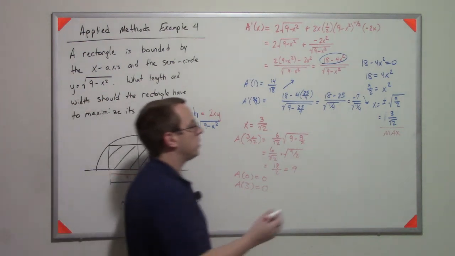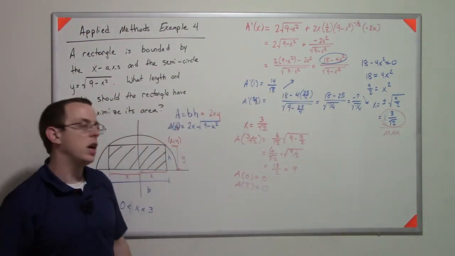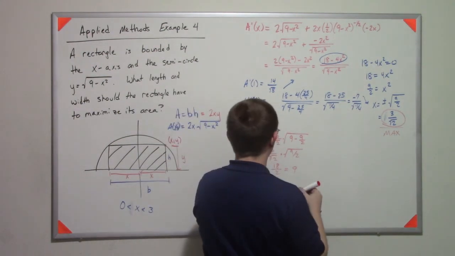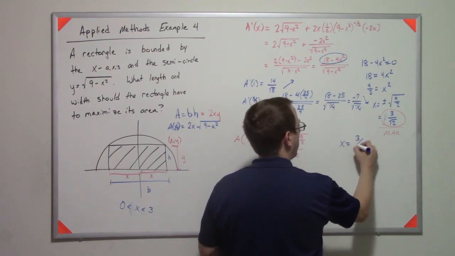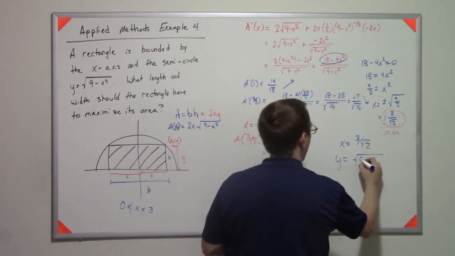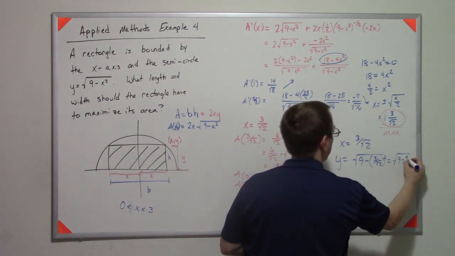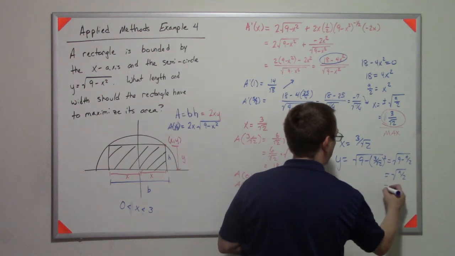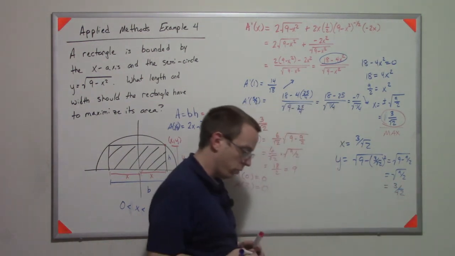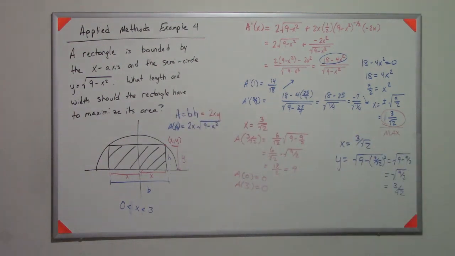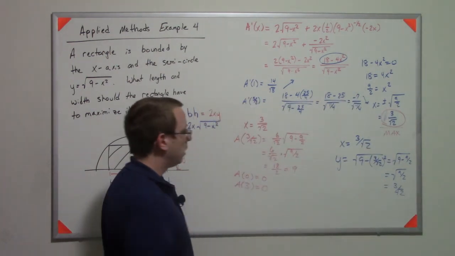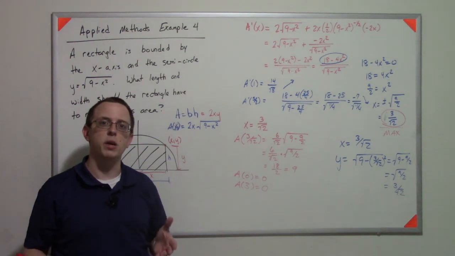So then if this is one side, I still need to find the other side. I need to say, okay, x is 3 over the square root of 2, y is 9 minus 3 over square root of 2 squared, which is 9 minus 9 halves, which is the square root of 9 halves, which is also 3 over the square root of 2. Okay, so what you find is it doesn't actually end up being a square here.